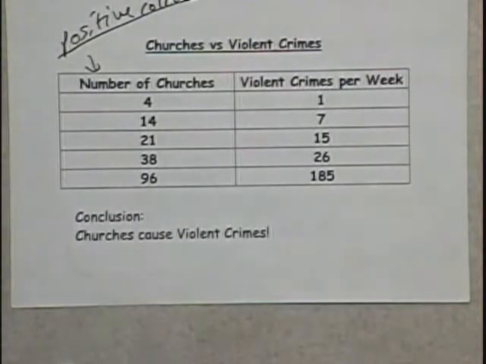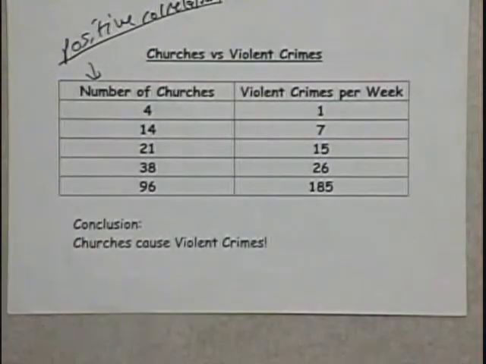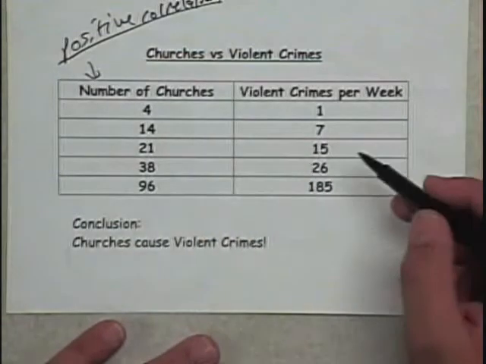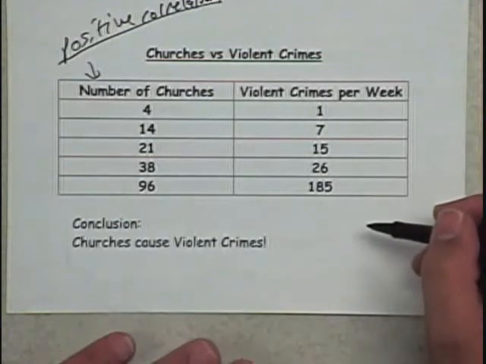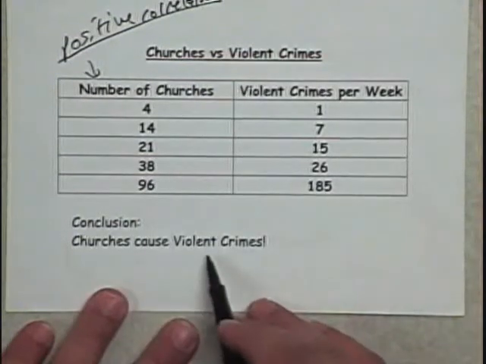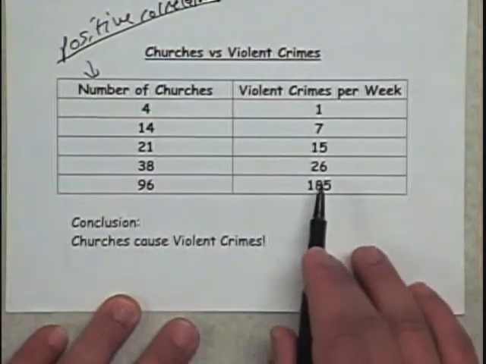Okay? Now, if he drew this conclusion, we would know that that was the wrong conclusion. Okay? Because it's so clear what's going on in this case. There is a correlation between the variables. As one variable increases, the other variable will also increase. Okay, so there is a relationship, a correlation, but it certainly isn't a cause and effect relationship. The churches don't cause the violent crimes.